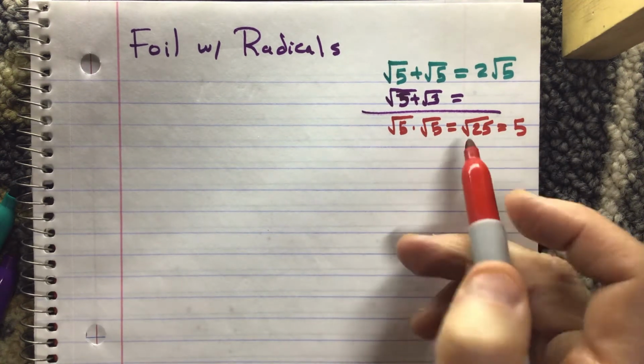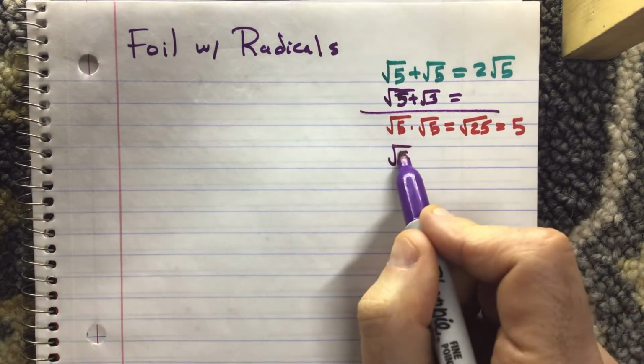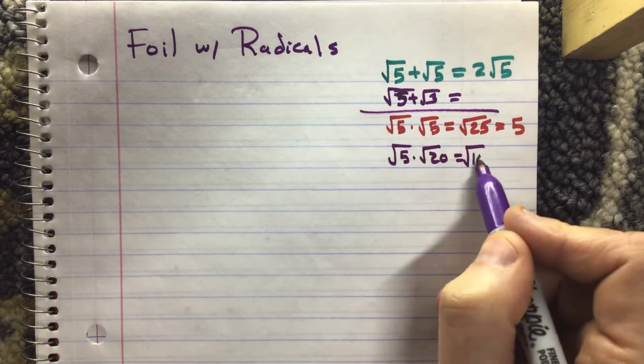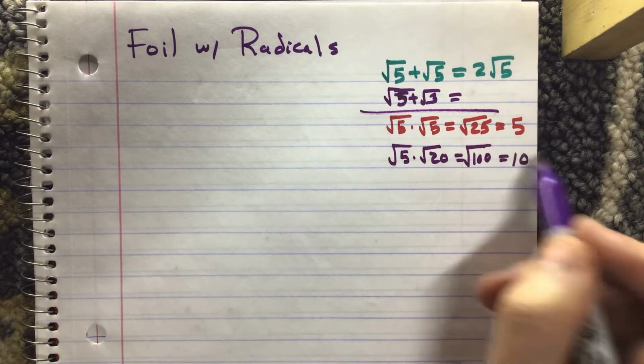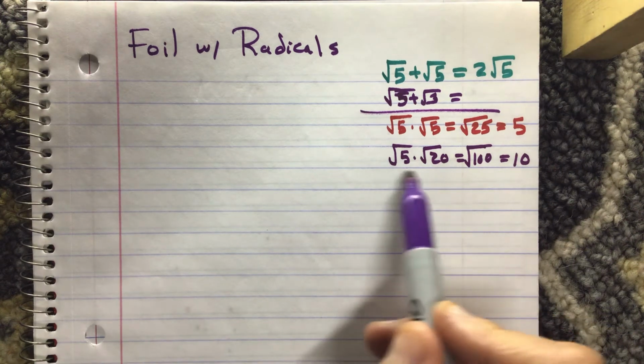So it's the same number, you just get that number there. So you can multiply them together. Even if they're not the same, you can still multiply them together. Square root of 5 times the square root of 20 is the square root of 100. You can just multiply them together, and we know that the square root of 100 is 10. So they can be different numbers.